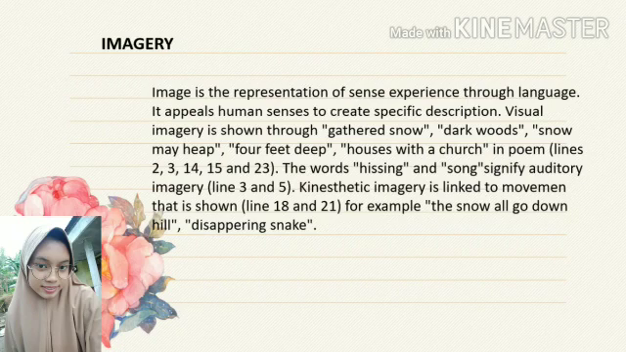Line 3 and 5. Kinesthetic imagery is linked to movement that is shown in lines 18 and 22. For example, the snow all go downhill, disappearing snake.